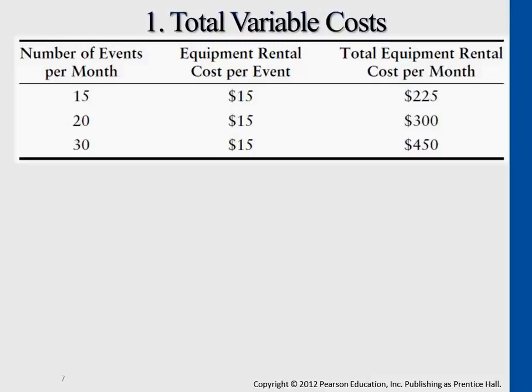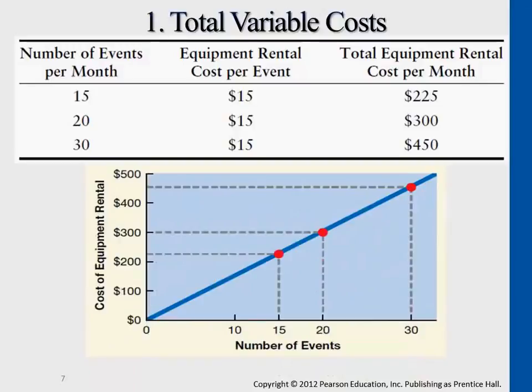Okay, so this is a simple idea of variable cost, that the total equipment rental cost is accumulated based upon how many events are requested by customers. So the more events we have to hold, the more equipment costs would be incurred. Now if we plot those 3 pieces of information in this graph, the x-axis is the number of events, and the y-axis is the total cost accumulated. So we can plot them. You can see that it goes up and it has a certain slope.